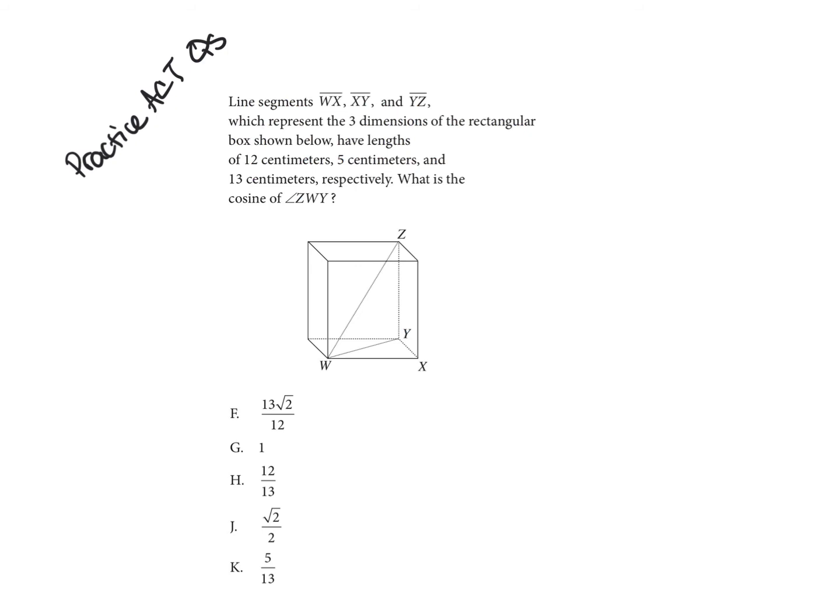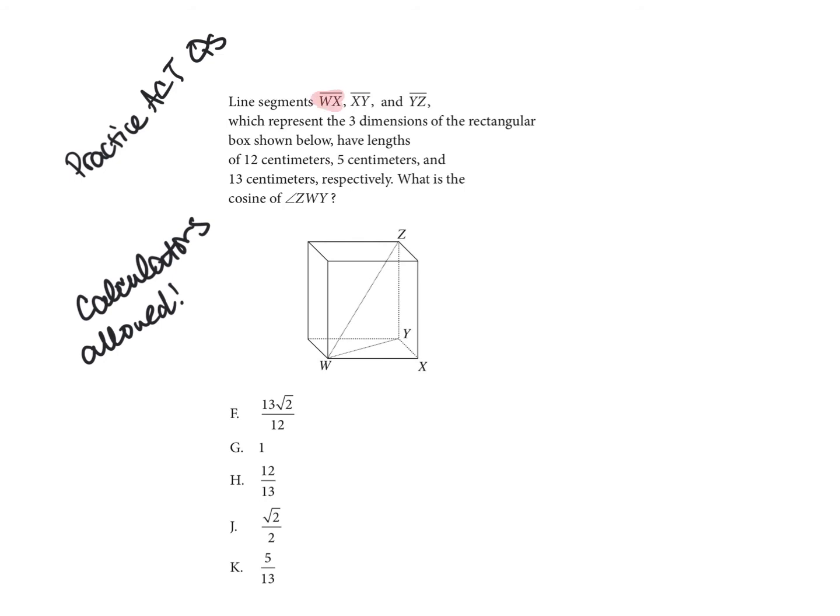Okay, now is when we actually get to the practice ACT questions. Anytime you're doing these questions, you want to remember, use what you can, so you get to use a calculator, so make use of it. So it says line segments WX, which is right here, XY, which is right here, and YZ, which is right here, represent the dimensions of a rectangular box. So it's just a box, but it's not necessarily a cube. They have the lengths 12 centimeters, 5 centimeters, and 13 centimeters, respectively. Respectively just means that they told you all of them in the same order.